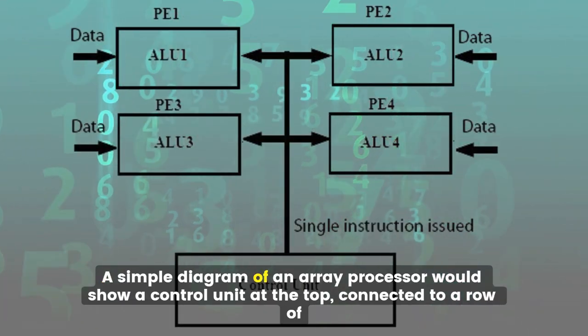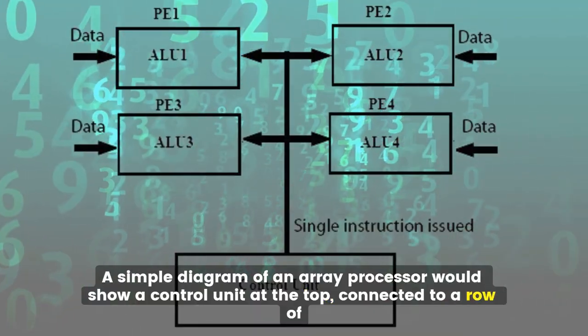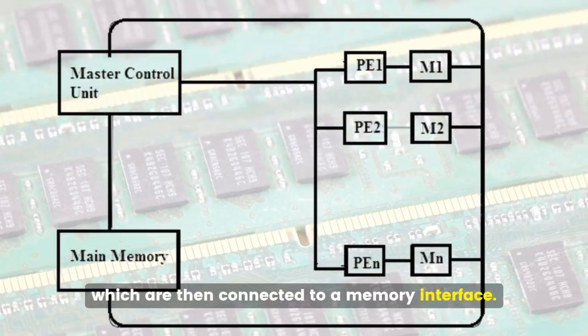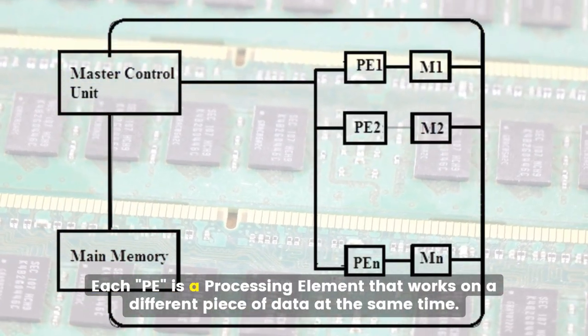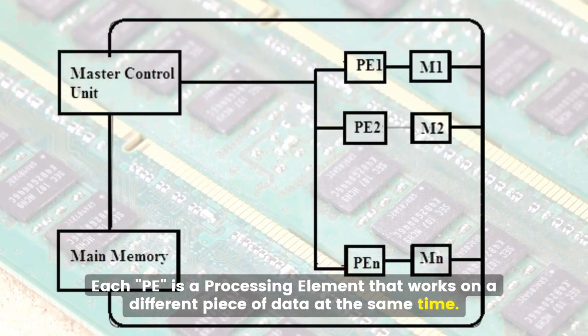A simple diagram of an array processor would show a control unit at the top, connected to a row of processing elements, which are then connected to a memory interface. Each PE is a processing element that works on a different piece of data at the same time.